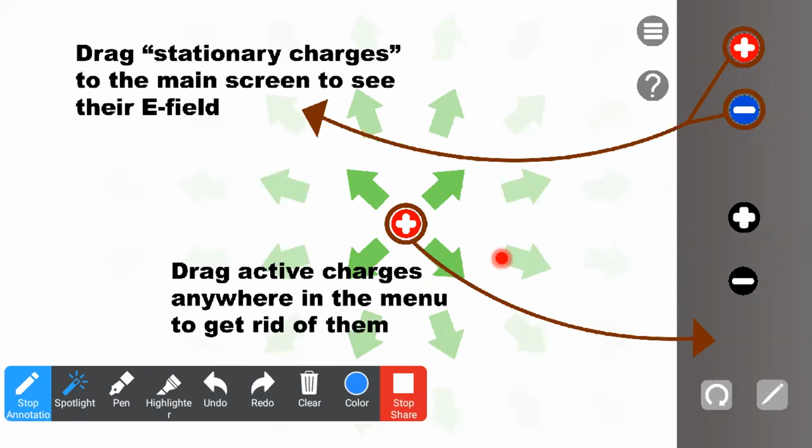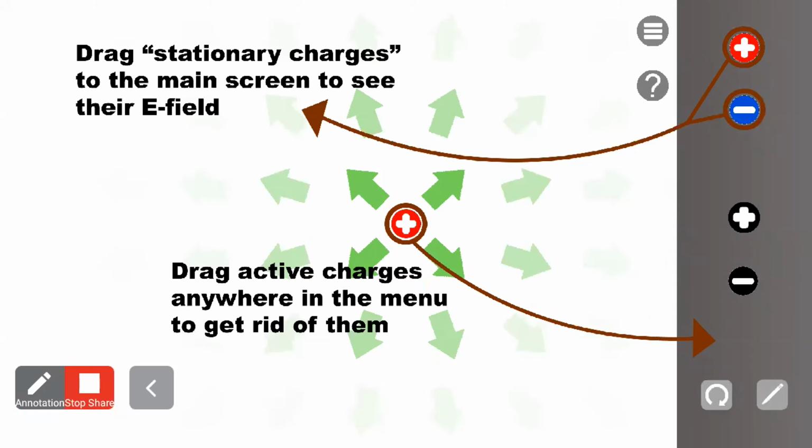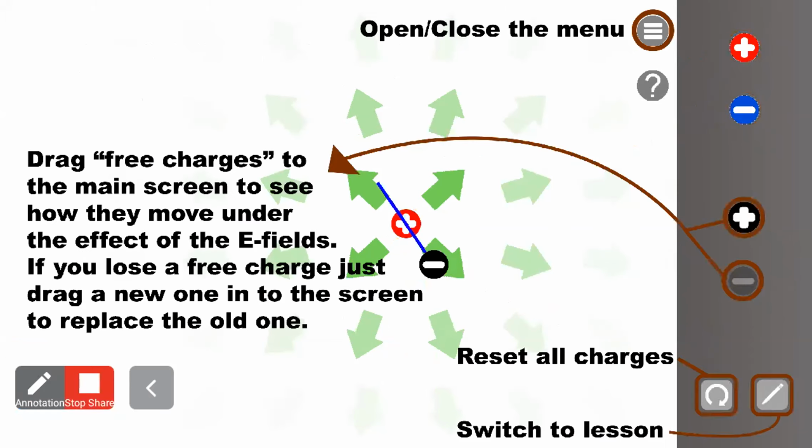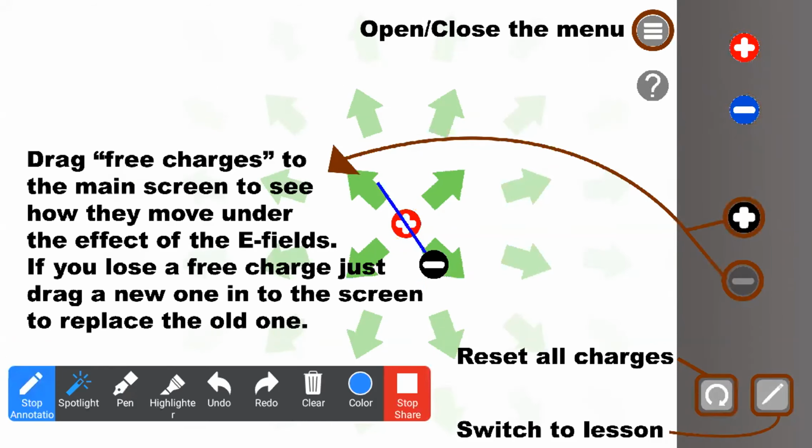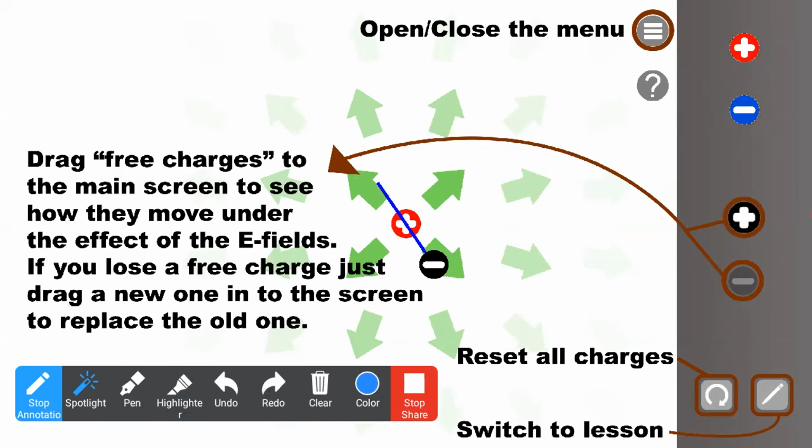Otherwise, they have given it clearly, these are all called free charges. Free charges means they can move anywhere. This plus and minus are free charges. They can move anywhere on the screen, depending on the forces. Again, this is to reset all charges. Are you all getting this description, sir? Yes.